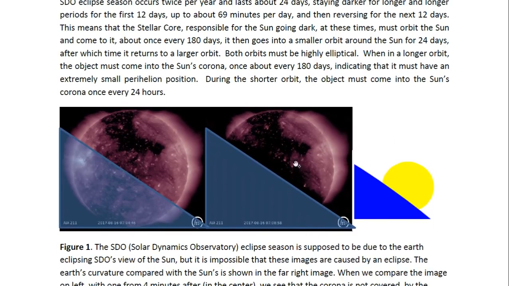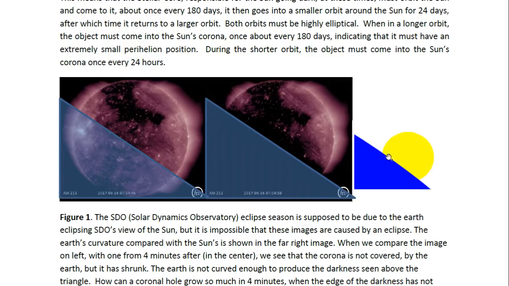Now, these are the images that I show over and over again, explaining why the SDO eclipse season is not caused by an eclipse. We start by comparing the Earth's curvature with the sun's curvature, illustrated here on the right hand side. That means the Earth's curvature is almost that of a straight line. So we can approximate the Earth, which would be covering this part of the sun in order to produce this image where part of the sun is dark, with this triangle. If the Earth is covering this part of the sun, and these two images are 4 minutes apart, then we would see the corona here.